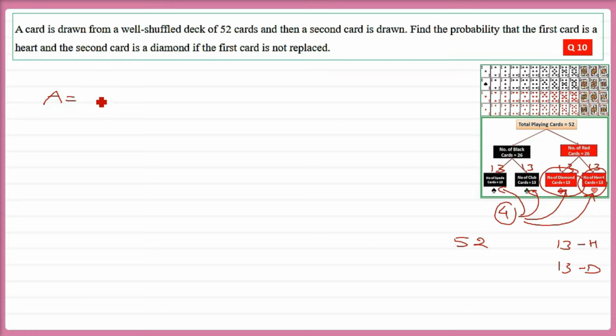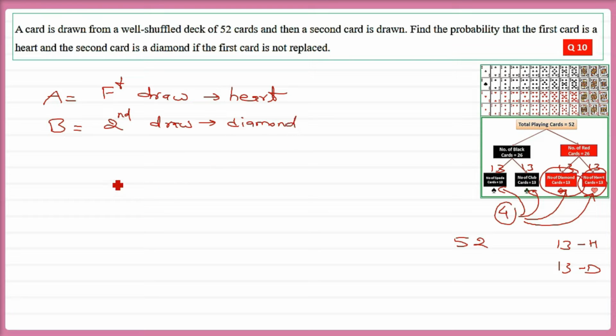So the first event we are going to make: the first card being drawn is a heart. Our first draw gives us a heart. And the second event will be the second card being drawn comes out to be a diamond. Please remember that the first card is not being replaced.